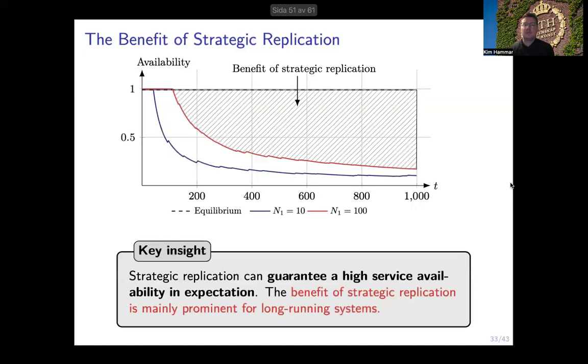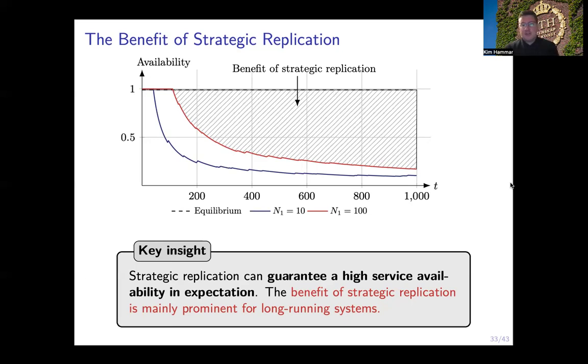So here's a comparison between the equilibrium strategy and the heuristic strategy that is used in current intrusion-tolerant systems. On the x-axis you have time, and on the y-axis you have service availability. So what we can see is that if your system is just going to run for a short period of time, then it doesn't really matter what replication strategy you use. You could equally well use a fixed number of replicas and not change it, or you can use adaptive replication. They are basically the same. But if you're going to run your system for a long period of time, you really need to do adaptive replication in order to ensure service availability.